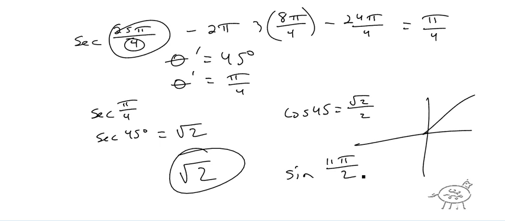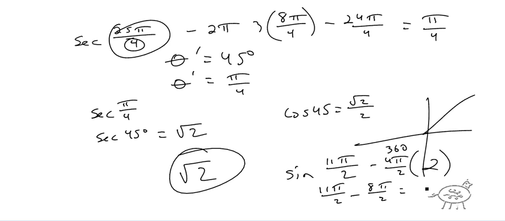Well, I'm at one of the quadrantals, math fans. And so what I'm going to do is subtract 360, or 2 pi. Well, isn't that the same thing as 4 pi over 2? And how many of those can I subtract before I go to negative? Well, 3 of them is 12 pi, so that's not good. So I can just multiply that by 2. So I get 11 pi over 2 minus 8 pi over 2, which is 3 pi over 2. So my new problem is sine of 3 pi over 2.